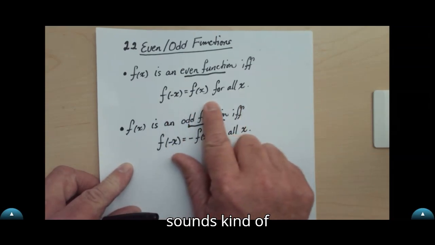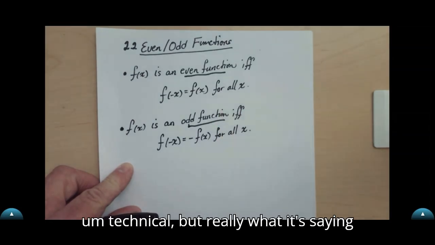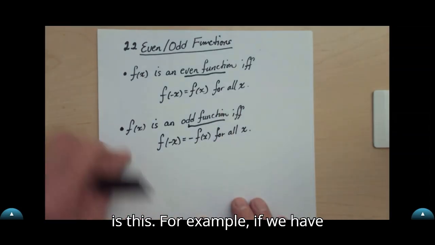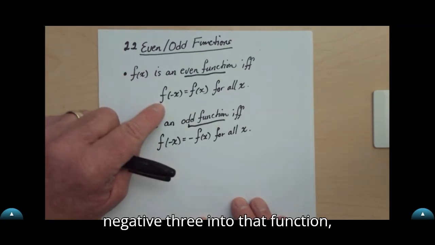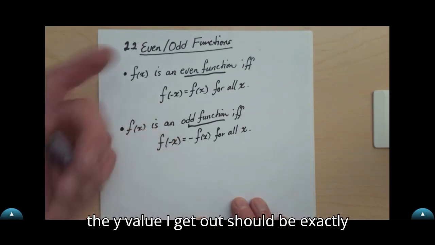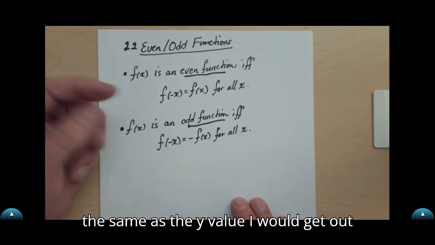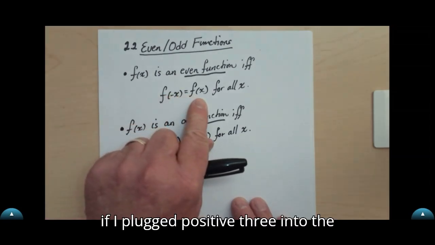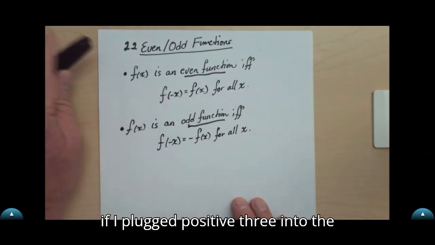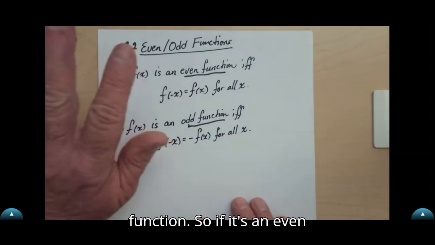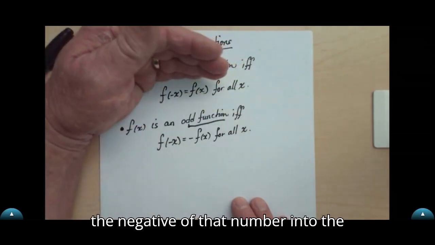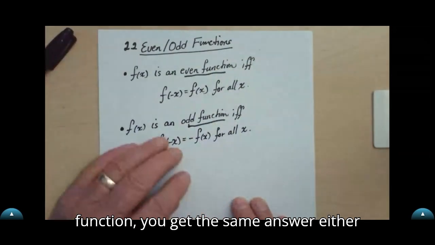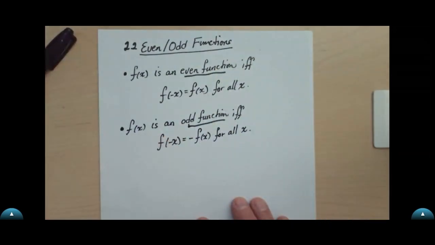That sounds kind of technical, but really what it's saying is this. For example, if we have an even function, then if I plug -3 into that function, the y value I get out should be exactly the same as the y value I would get out if I plugged +3 into the function. So if it's an even function, it doesn't matter if you plug a number into the function or if you plug the negative of that number into the function, you get the same answer either way. So let's look at an example, and I think you'll see how this could happen.